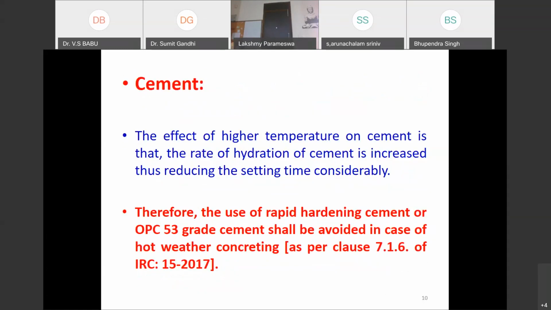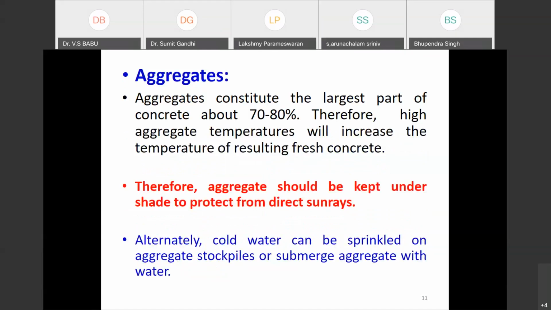Next, cement. The effect of the high temperature on the cement is that the rate of hydration of cement is increased, thus it reduces the setting time considerably. Therefore, the use of rapid hardening cement or OPC 53 grade cement, etc., should be avoided. That means in case of hot weather, these two types of cements should not be used. But in cold weather concrete you can use both.